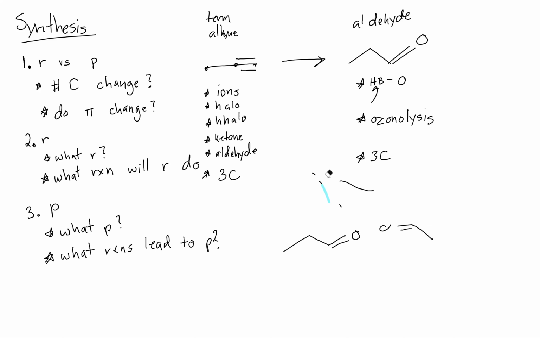But what's also important to note here is that we start with the same number of carbons that we end with. So we will not be able to do ozonolysis, and we will not be able to create an acetylide ion. Why? Because both of those will change the number of carbons. We know this is an aldehyde. We know we're not going to be doing halogenation, hydrohalogenation, or making a ketone. So the only possibility for us is hydroboration oxidation.